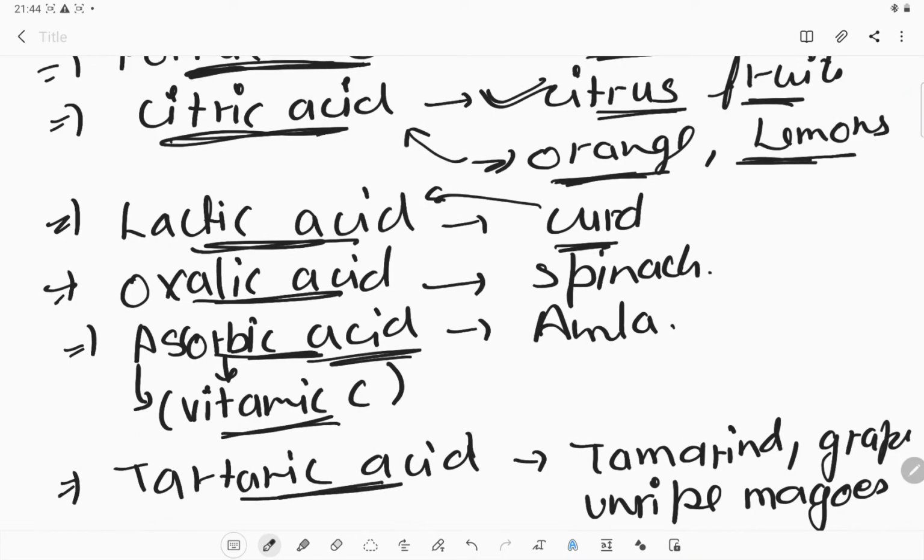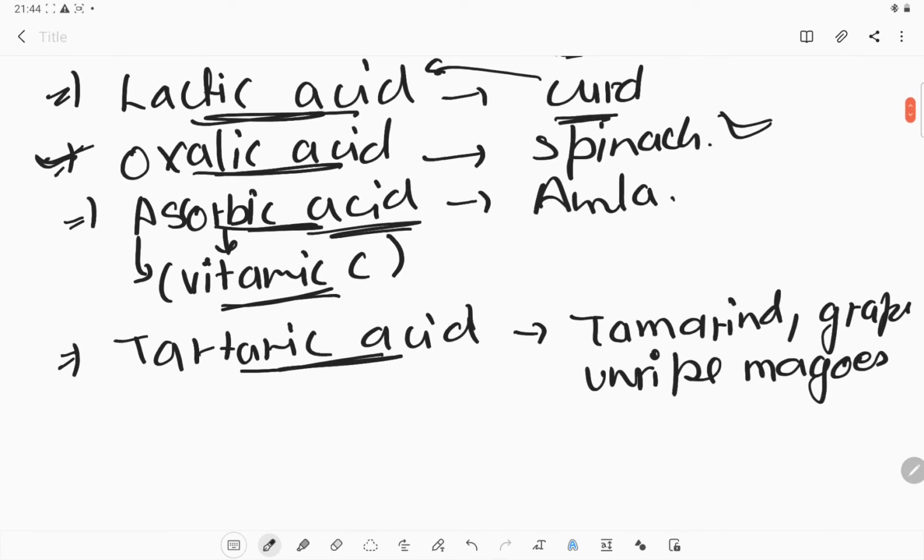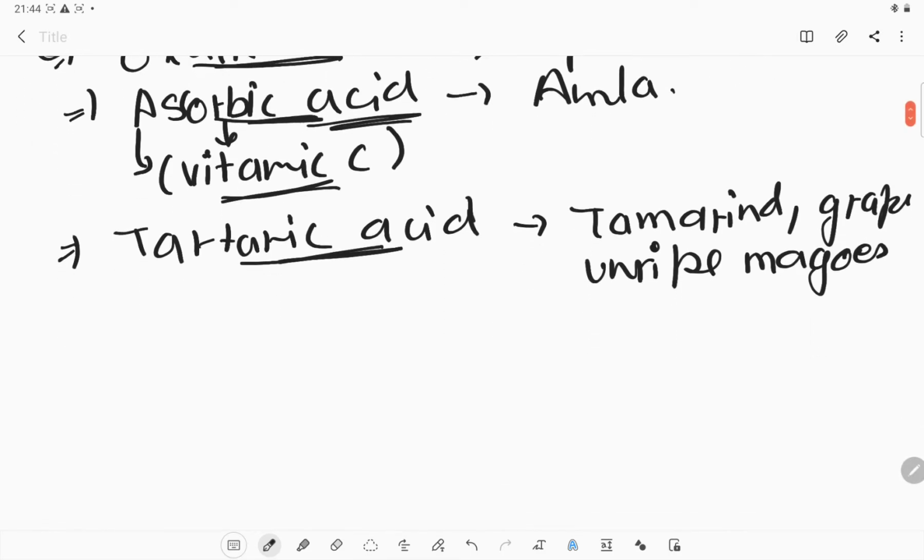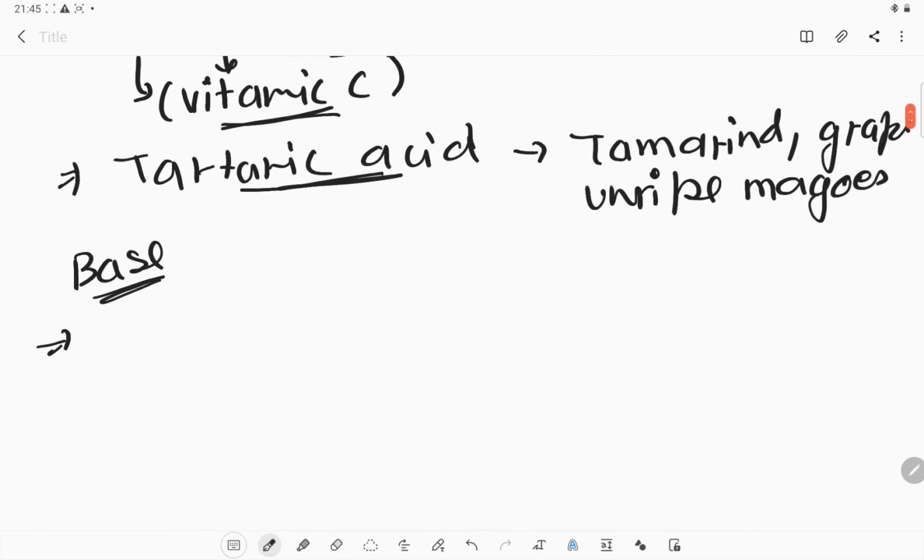You need to learn all these acids, the name of the acid as well as where it is found. This is an important question for the TGT natural science: which acid is present in which fruit or substance. Similarly, like acids, we can also talk about the bases. So what are the bases which we find in nature or in our surroundings?